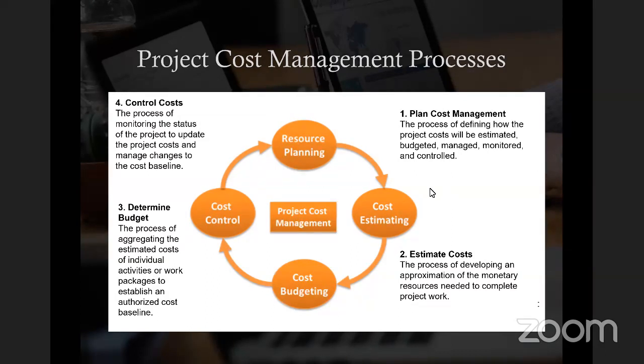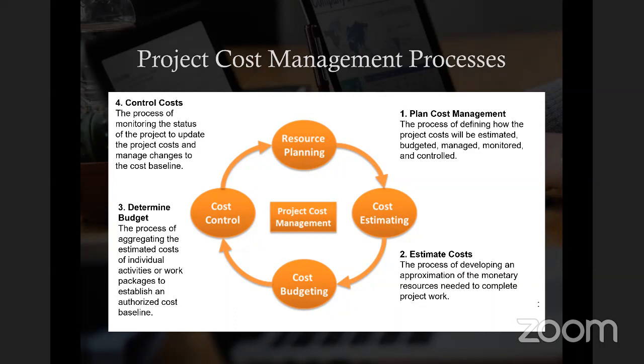The first process is that of defining how the project costs will be estimated, budgeted, managed, monitored, and controlled. So it's the planning process. In that process, we plan the cost management. Now, the second process is that of estimating the cost. And this involves the process of developing an approximation of the monetary resources needed to complete project work.